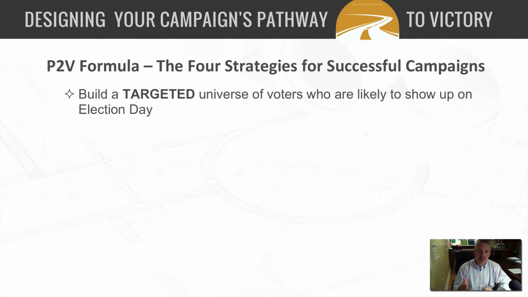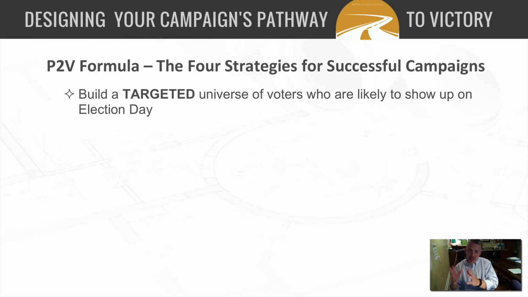The first strategy is to build a targeted universe of voters who are likely to show up on election day. You can't talk to everybody. You don't have enough time or money to talk to everybody, so you've got to be targeted in your approach.